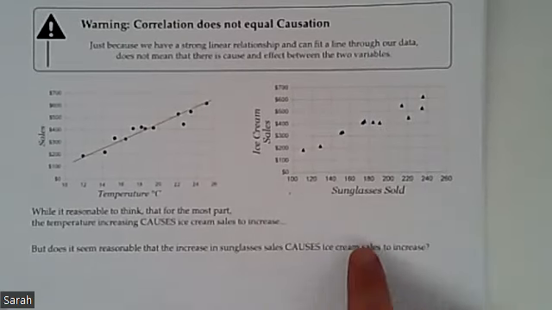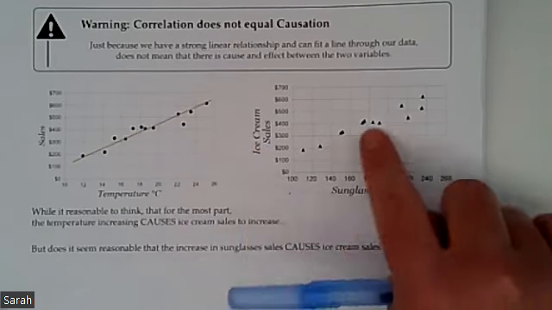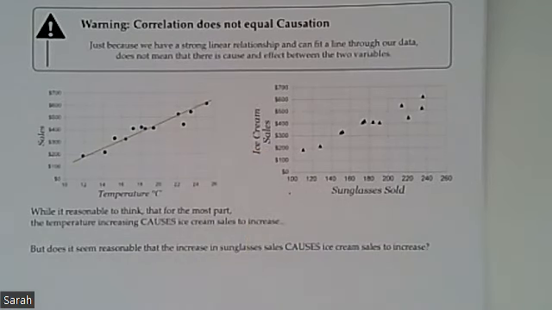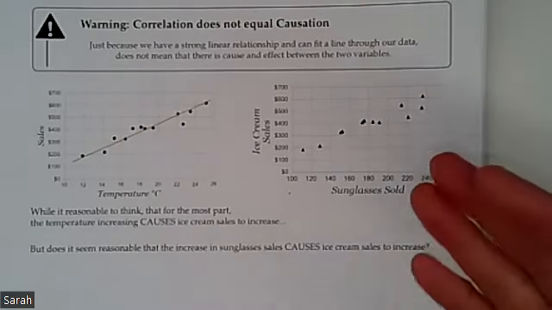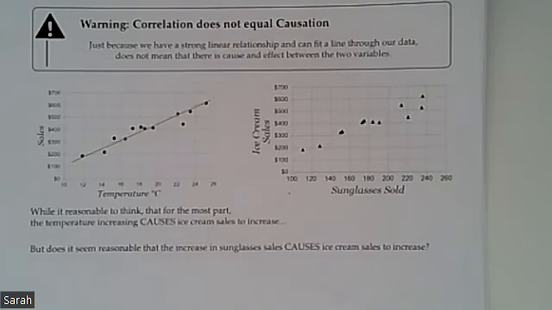Just because I put two variables on here and it makes something that looks linear and fairly strong, it doesn't mean that it's cause and effect. It just means that these two variables are somehow behaving together. It could be cause and effect, or it could be something else going on underneath the surface.